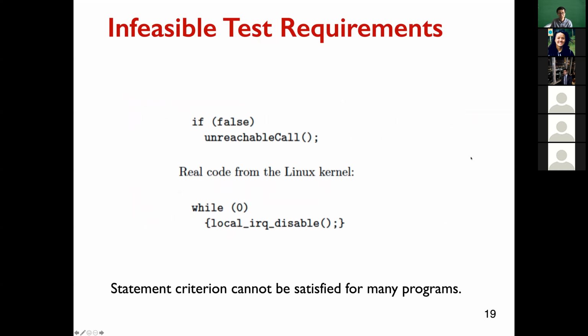So remember, sometimes there are infeasible test requirements that we cannot satisfy, right? For example, here in this code, you see we can never reach the statement within the if branch, because if the condition is a false variable, we cannot reach the unreachable call within this if branch. So just remember, sometimes we have infeasible test requirements that we can never satisfy. Okay.